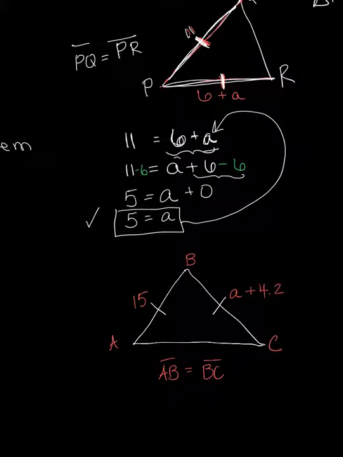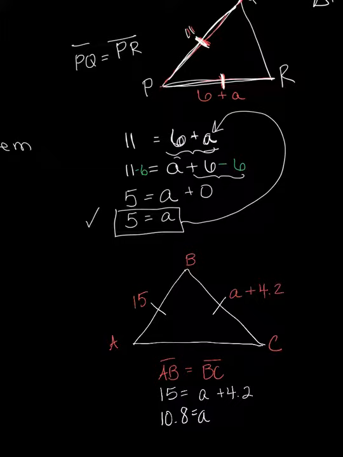All right. 15 equals A plus 4.2. Solve for A. Pause me, write this on your own paper, and unpause me when you're done. Hopefully you got 10.8 equals A. If so, give yourself a pat on the back.